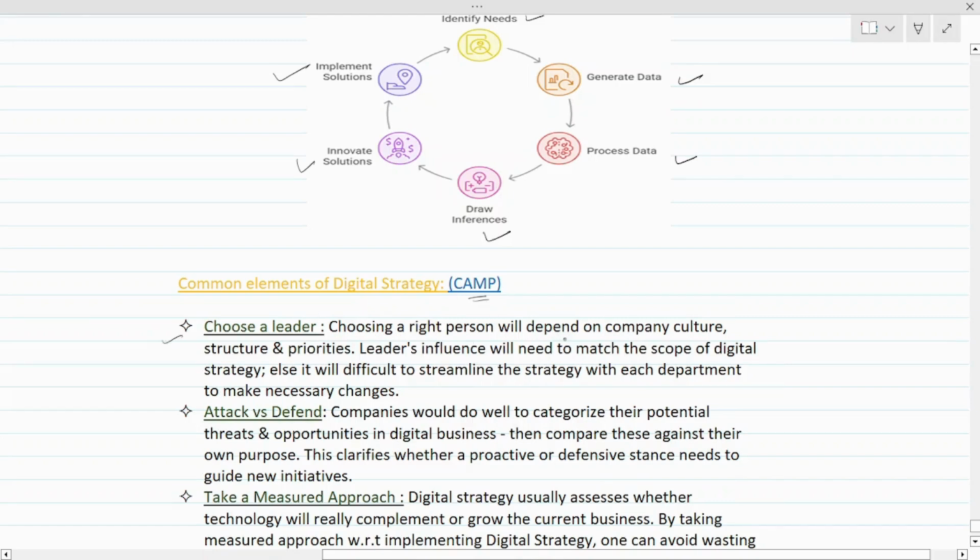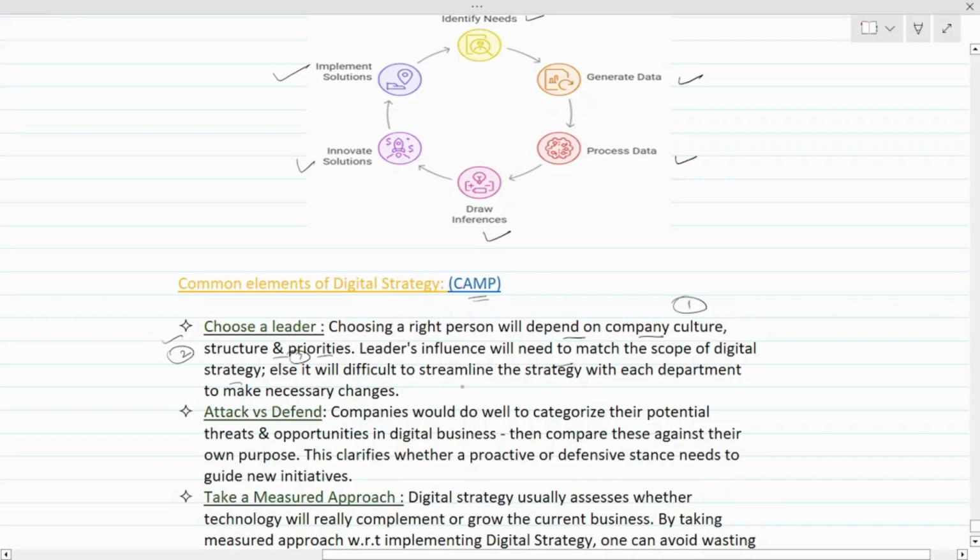Choosing the right person will depend on company culture, structure and priorities. So what exactly is the company culture? That's the first thing. Then what is its structure, and what are their priorities? That will help you to choose the right leader. The leader's influence will need to match the scope of the digital strategy, right? So whatever your influence is, or the leader's influence, that needs to match the scope of the digital strategy.